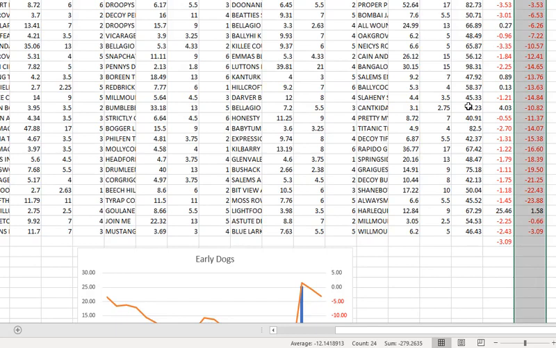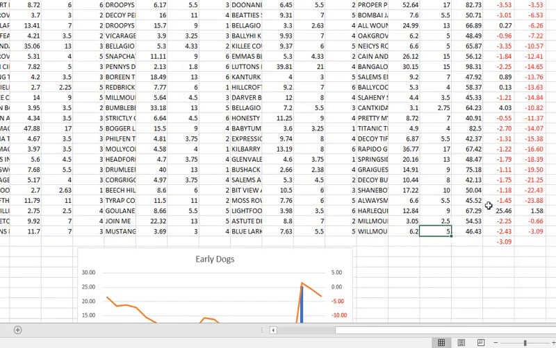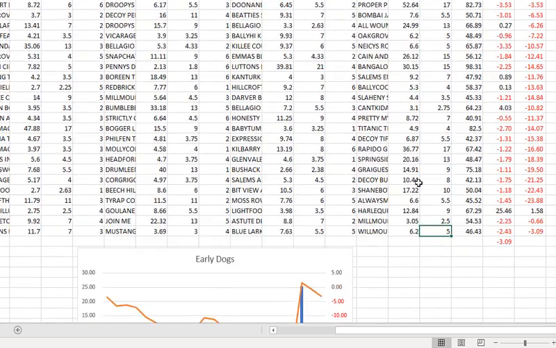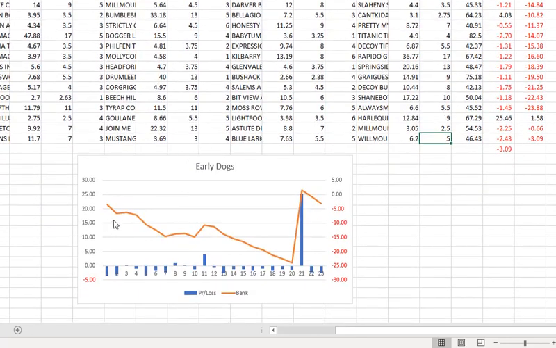There were 24 races, so there was only 5 that made a profit. But these are the things that you can do with the prices, with the results, and that's, as I said at the beginning, only part of it.